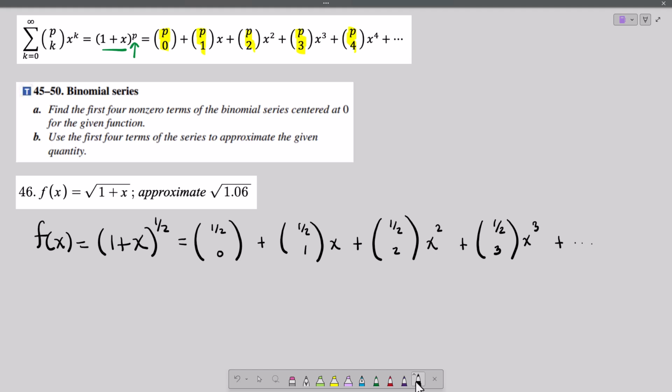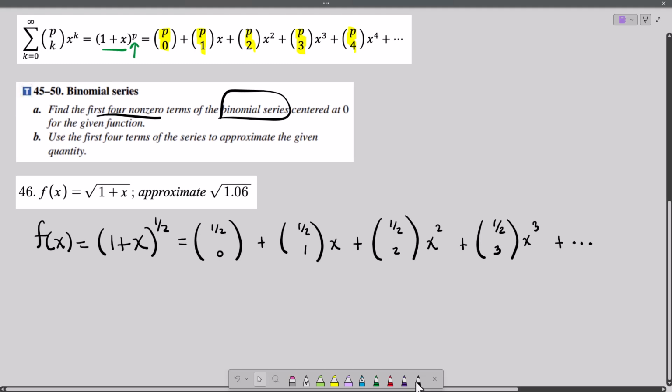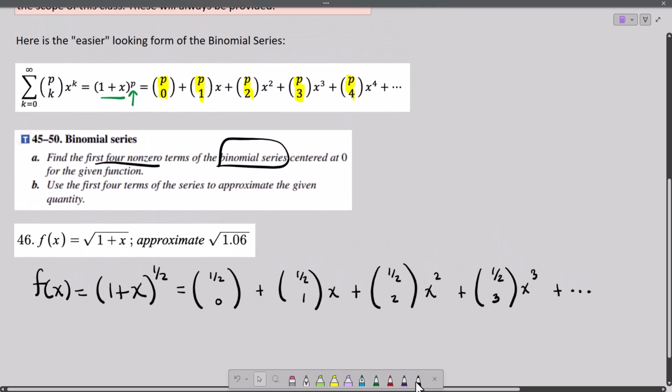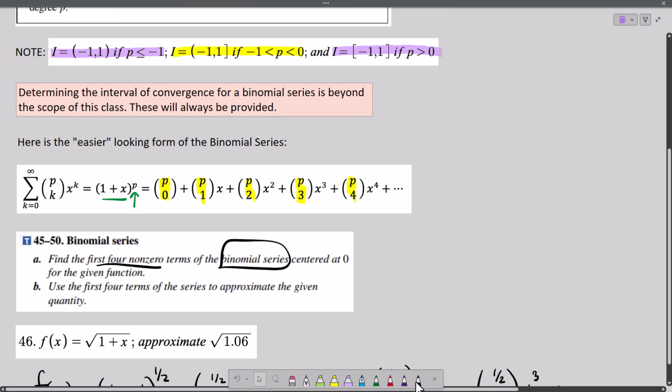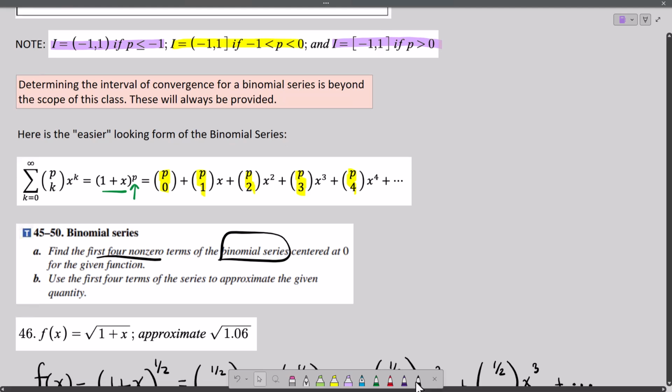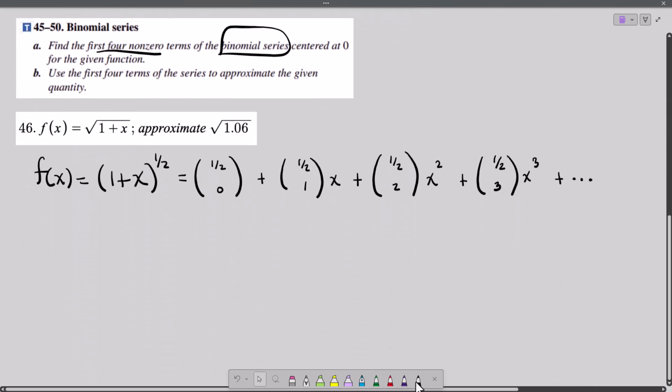So this says first 4 non-zero terms of the binomial series. It does not say anything about a polynomial. So anytime we're talking series, make sure you've got these dots just to emphasize it's a series. All right, so there it is. And now this p-value is positive 1/2. So if we look up here, positive 1/2 is in this interval. So -1 to 1 closed is our IOC.